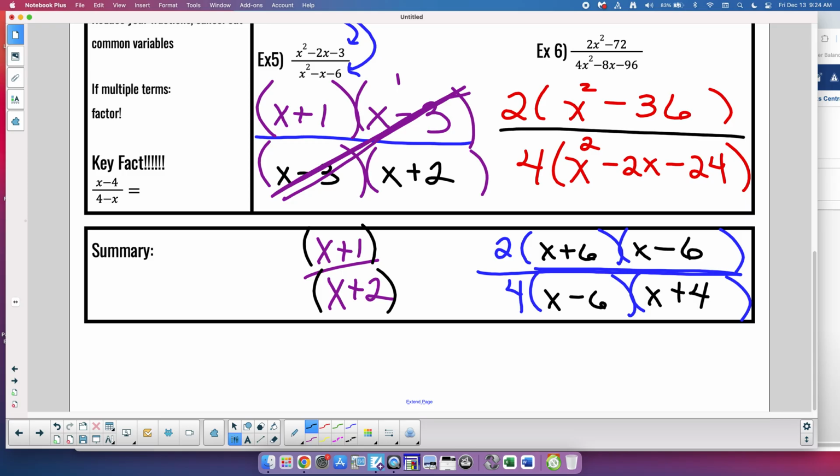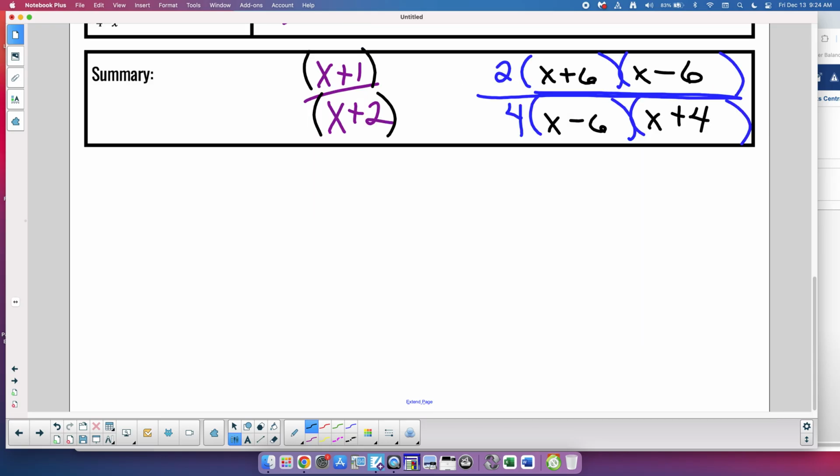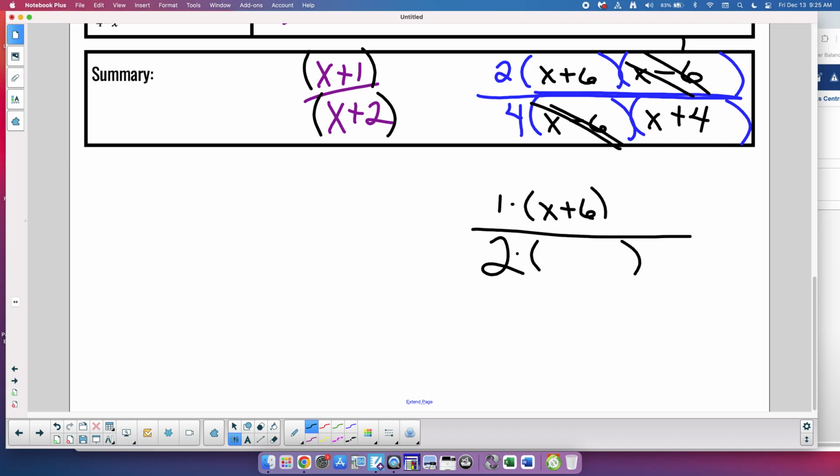2 fourths reduces to what? 1/2. Okay. So right now the answer is 1/2. Then x minus 6 with x minus 6. They are the same, so when they're the same, I just put a 1 here. Now, how about x plus 6 and x plus 4? No. Not even close. Don't touch them. So the answer is 1 times x plus 6, 2 times what? X plus 4.